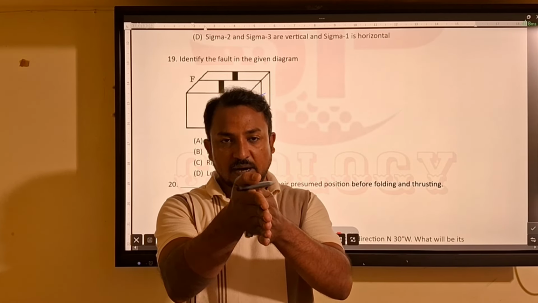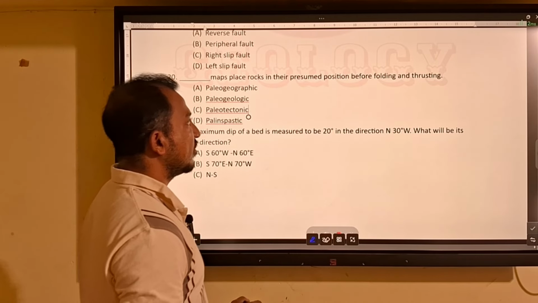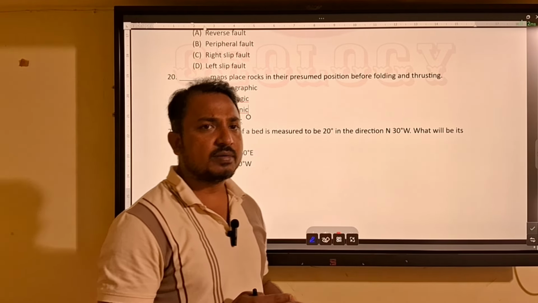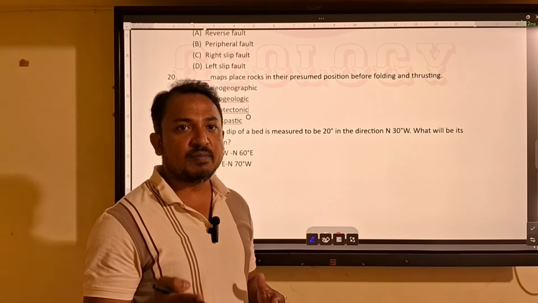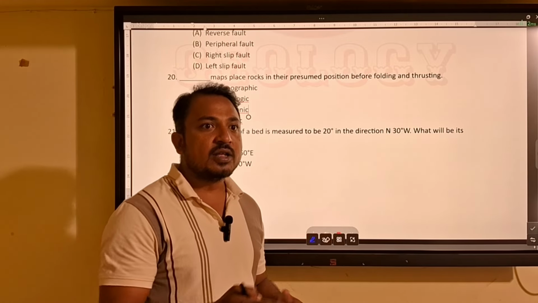Next, dash map places rock in their presumed position before folding and thrusting. That means it indicates a pre-deformed condition of the rock. So this type of map is called a planispheric map, where it represents the pre-deformed condition of the rock. Suppose the rock is faulted. So what was the position before the faulting and folding? That map indicates planispheric.